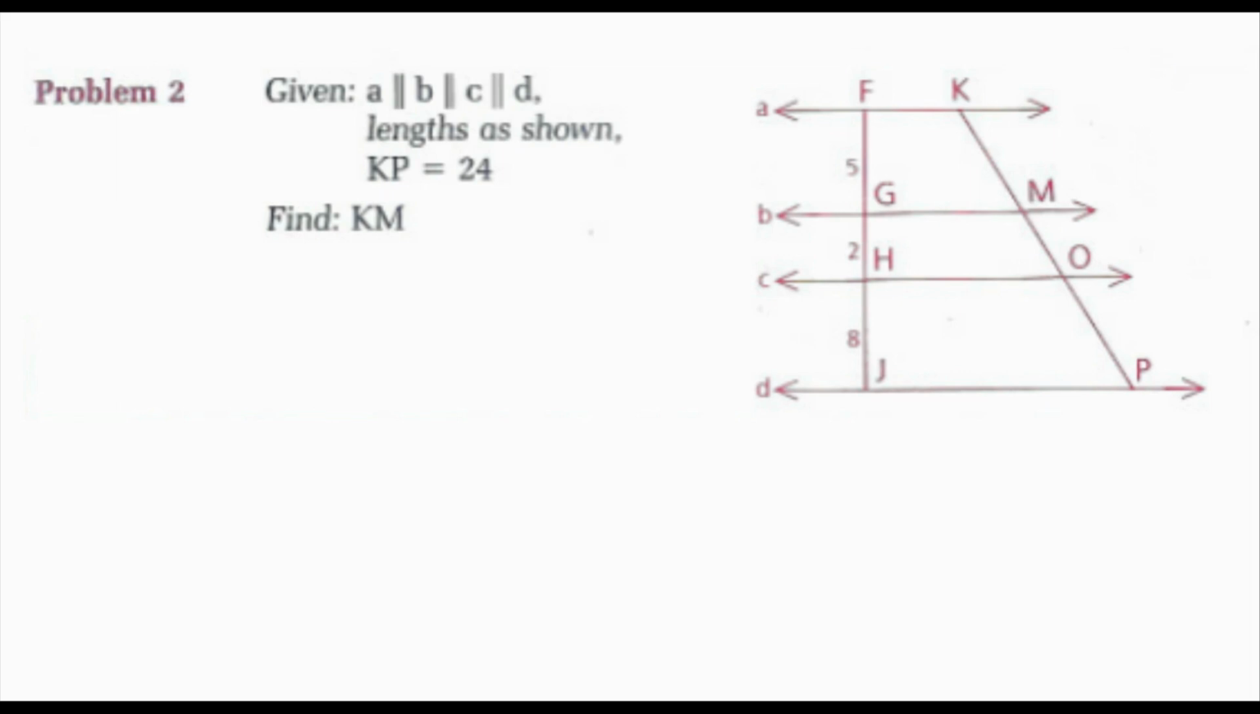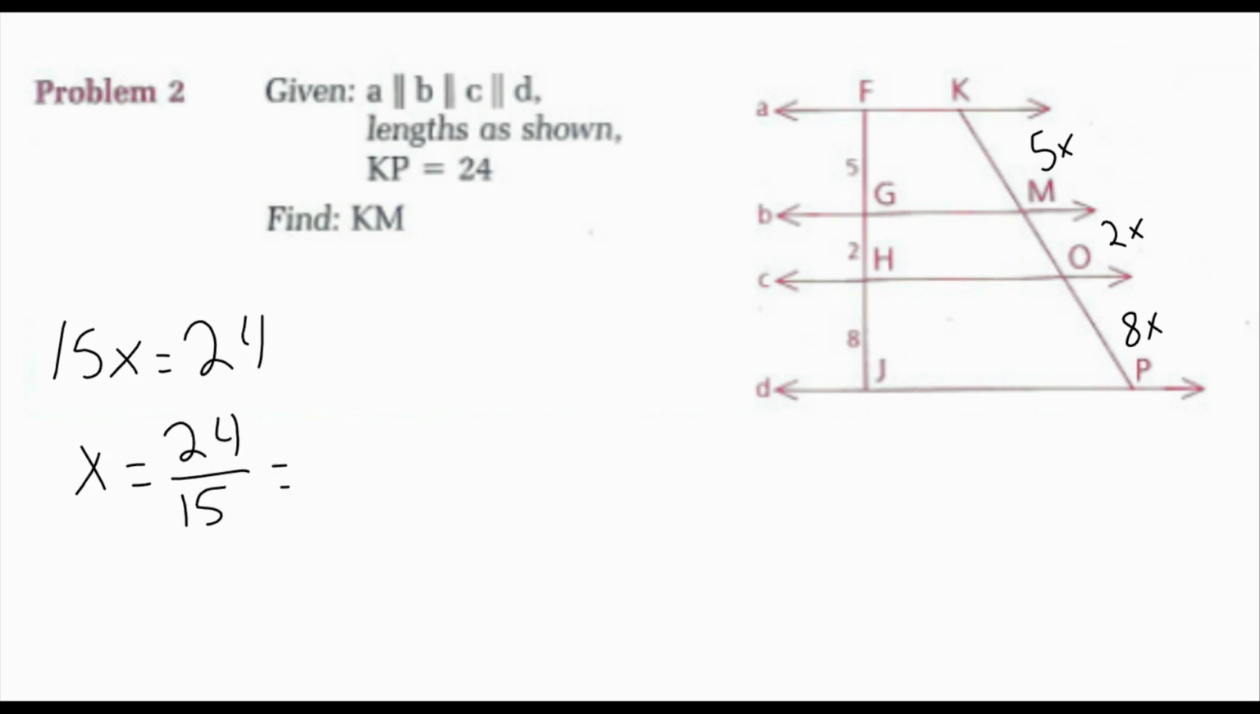Now KP, this whole segment, is 24. I don't know exactly what KM, MO, and OP are, but I can say that it would be 5x, 2x, and then 8x. Because if I solve for x, those would still be in proportion to FG, GH, and HJ. So if I say 5x plus 2x plus 8x, that's 15x. That's going to be equal to the whole side, which is 24. I'll divide by 15 to get me x is equal to 24 over 15. Simplifying this would give me 8/5.